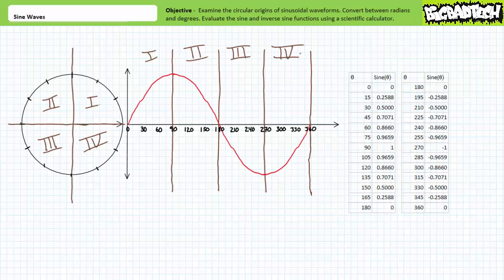Additionally, note within the positive half, there's a rising first quarter, followed by a falling second quarter that are essentially perfect reflections of one another along a vertical line of symmetry at 90 degrees. If you know the rising first quarter, you should know the falling second quarter. Numerical and graphical evidence again supports this symmetry.